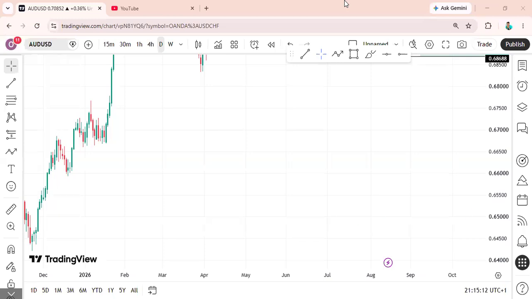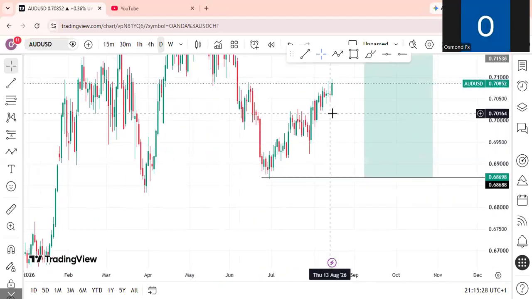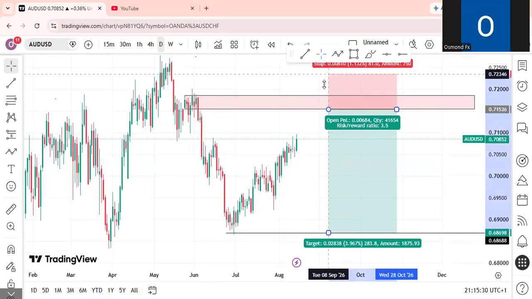So can you guys see my screen? Yes. Okay, you can see it now. All right. So it went blank just right now, you know.